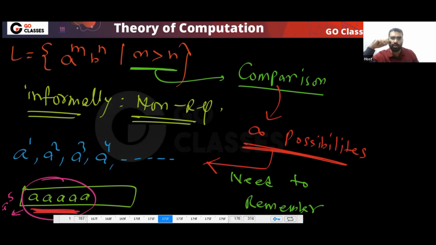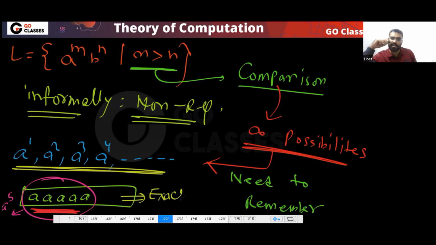Yes. Because this exact number I need to remember because I need to see how many b's will come. So this exact number I need to remember. Is this clear to everyone? The idea is very simple. We need to remember the exact number.